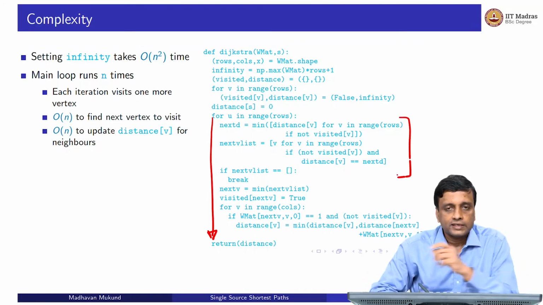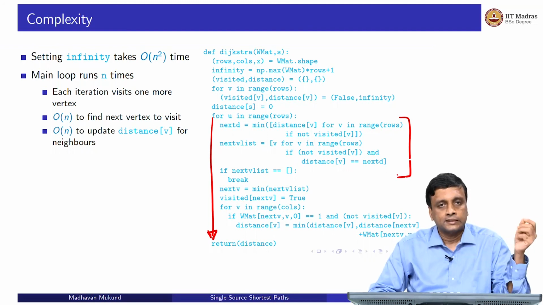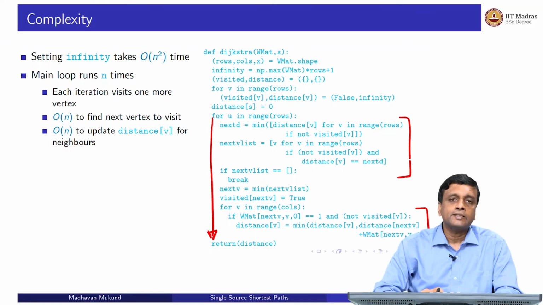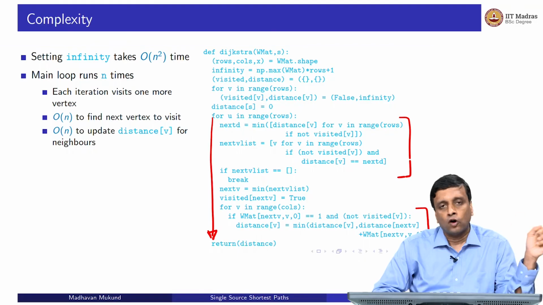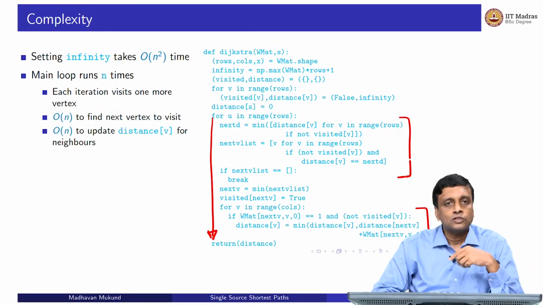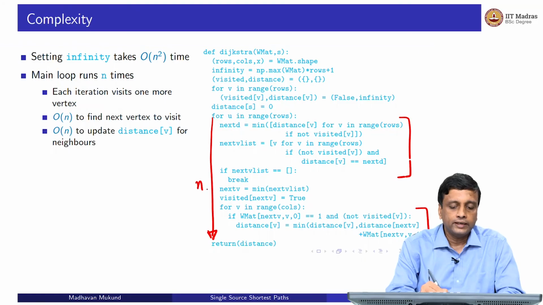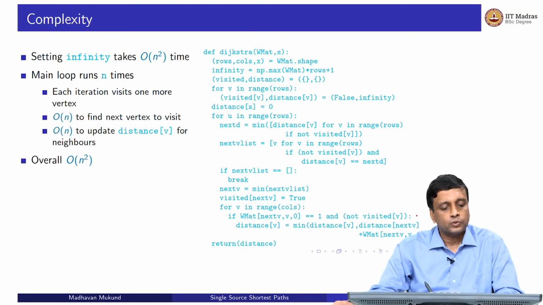I need to scan through the entire thing to find the minimum distance and then scan through it again to find which vertex has the minimum distance. And then I need order n time because I have an adjacency matrix. I need order n time to update these distances. I have got to go through all the columns in my matrix, and wherever a vertex is not visited, I have to check its distance and update it. And regardless of the degree of this vertex, I have to go through all the columns. So, I have an order n outside and I have these 2 order n steps inside. So, this is going to be order n squared.